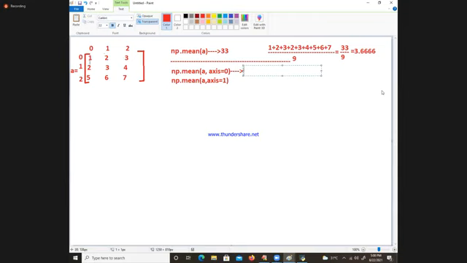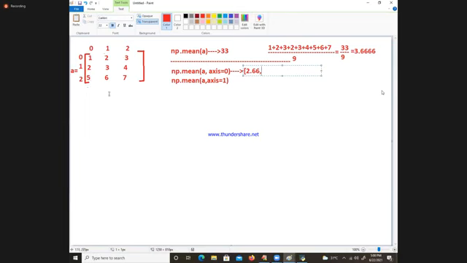What is that now? 8. 8 by how much? 8 by 3. Calculate with your calculator, you have it on the mobile. Immediately tell me, 8 by 3. 2.66 will come. So some people are saying 2.66. Okay, that is for one column.